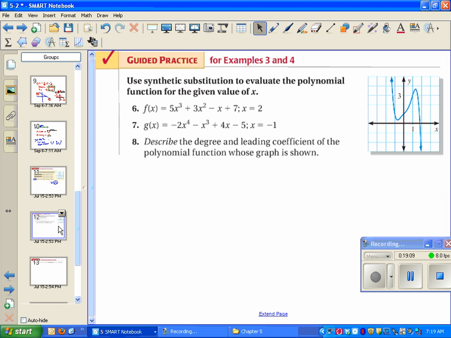All right, so guided practice, I would use synthetic substitution. So how you get started for number 6 is you're going to put the 2 on the outside. All the coefficients are going to go here. For number 7, you will need a placeholder. So just be careful with that for number 7.